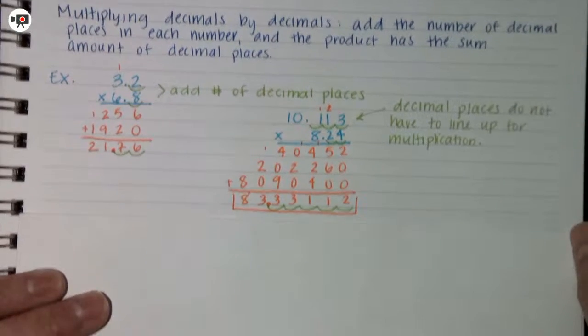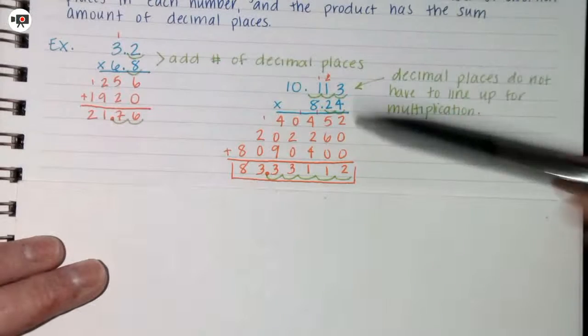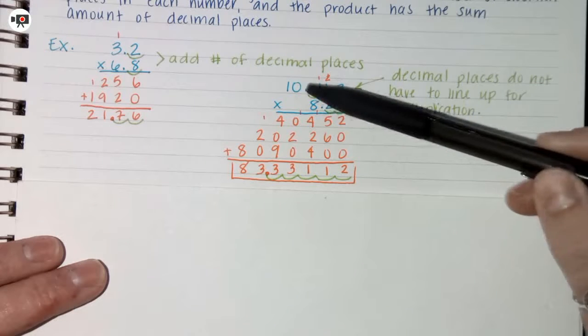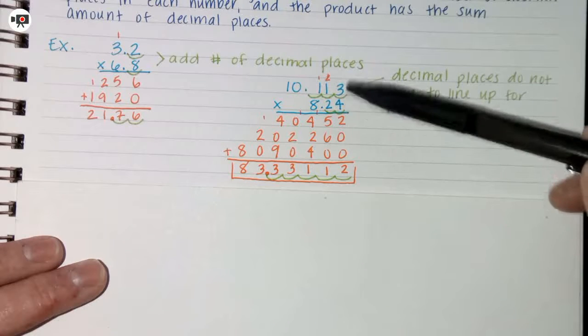When we multiply with decimals, we do not need to line up the decimal places. We just line them up on the right.